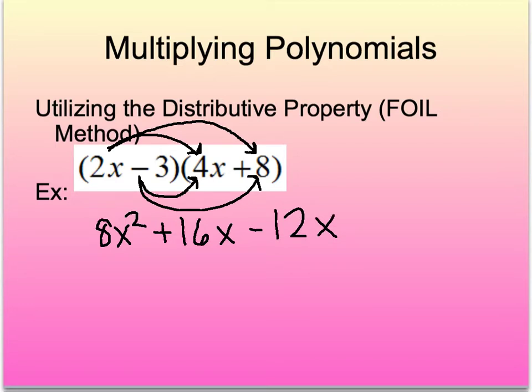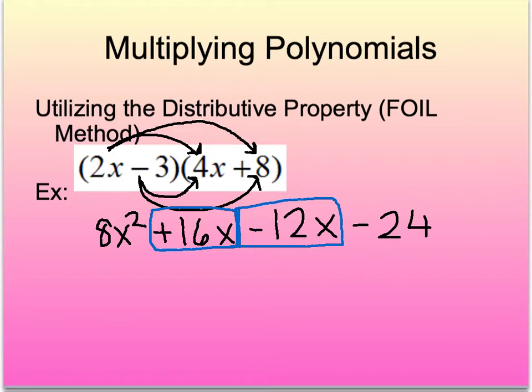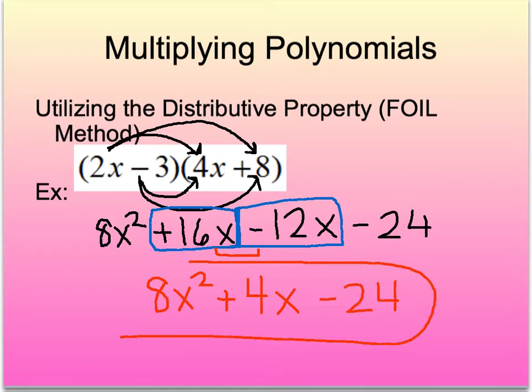and then negative 3 times a positive 8, our last terms, to give us negative 24. And once we're done with all that multiplication, we combine any like terms that we may have, and then we notice that we have a 16x and a negative 12x. And remember, when combining like terms, the exponents stay the same, so our final answer is going to be 8x squared. Then we put these two together, which gives us 4x, and then we have the minus 24. Our final answer is this trinomial.